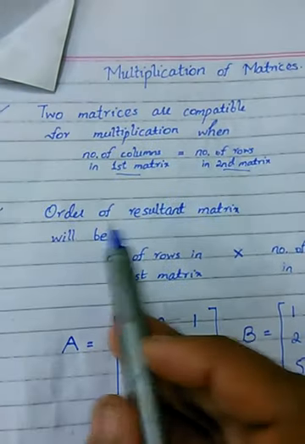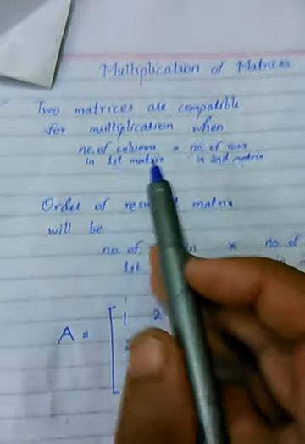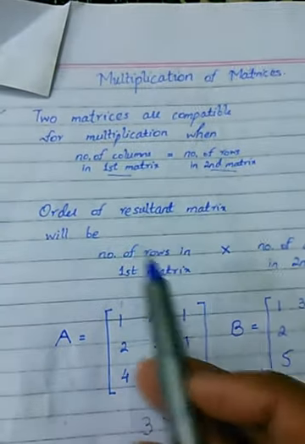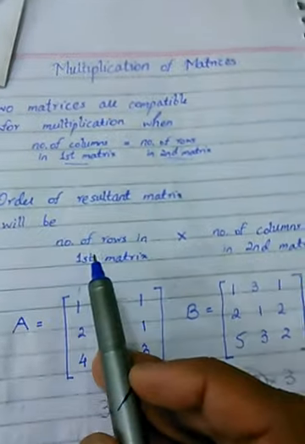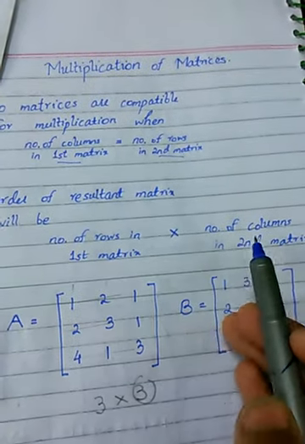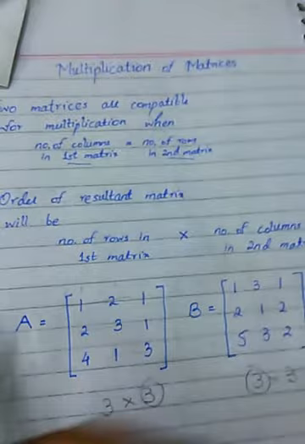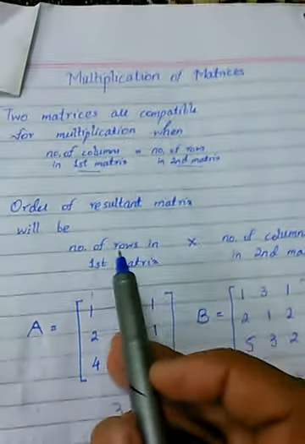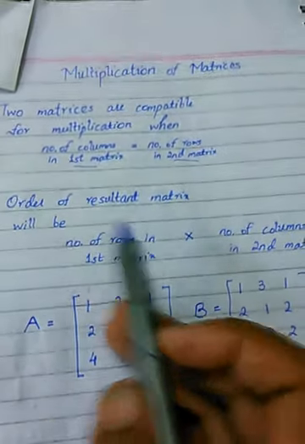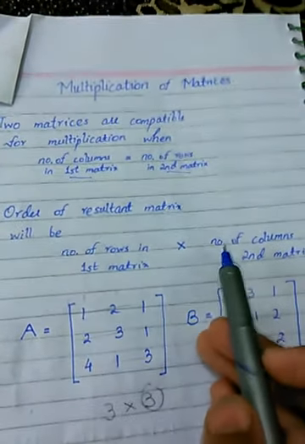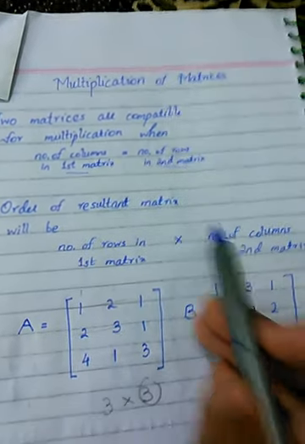And the order of the resultant matrix, the result of the multiplication of two matrices, will be the number of rows in the first matrix cross the number of columns in the second matrix. Means the resultant matrix will have a number of rows equal to the number of rows of the first matrix, and a number of columns equal to the number of columns in the second matrix.